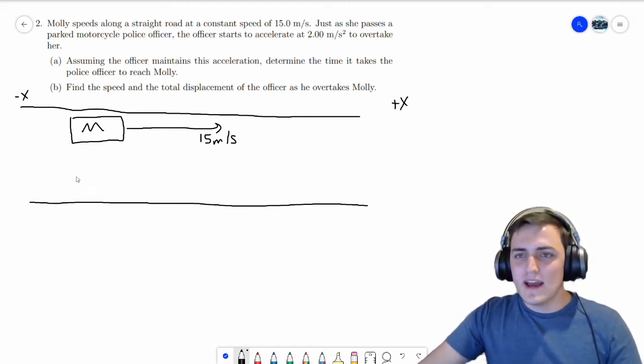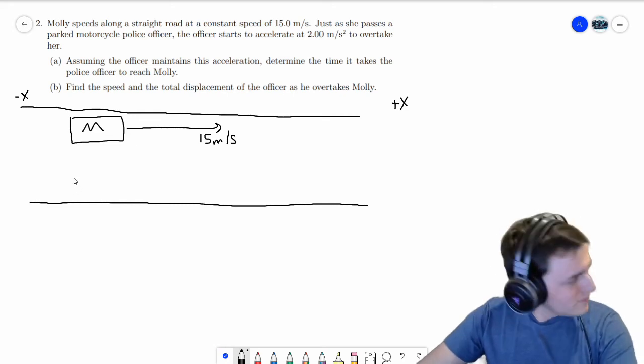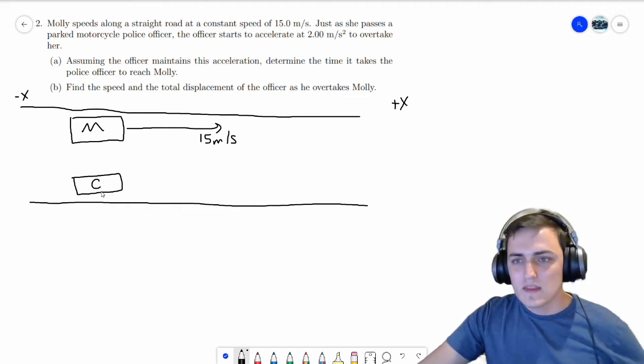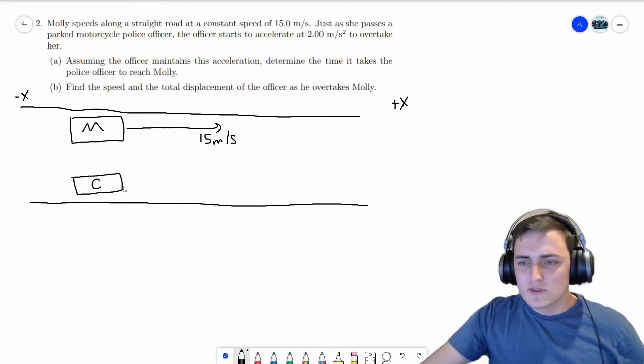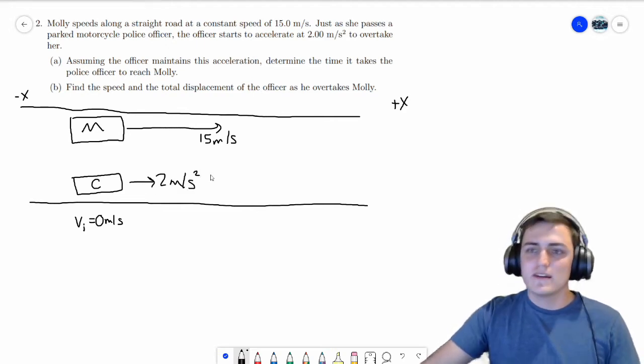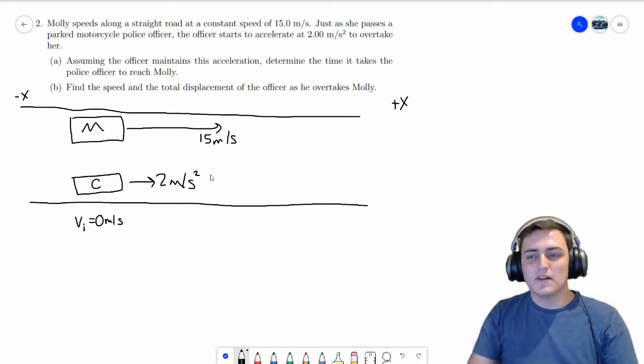And it says she passes a parked motorcycle police officer. Put a C for cop. And he's parked, so that means his V initial is 0 meters per second. Then it says the officer accelerates at 2 meters per second squared, so that he can accelerate and catch up to Molly.